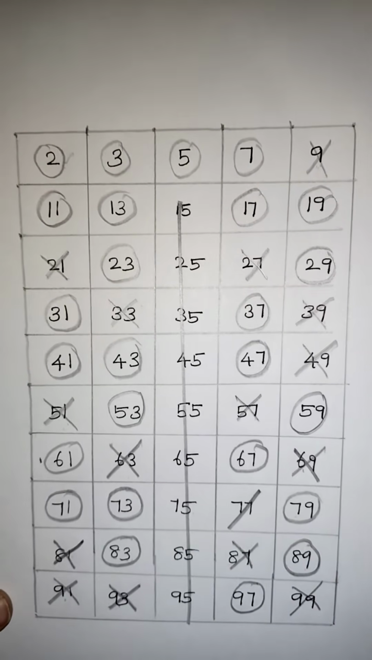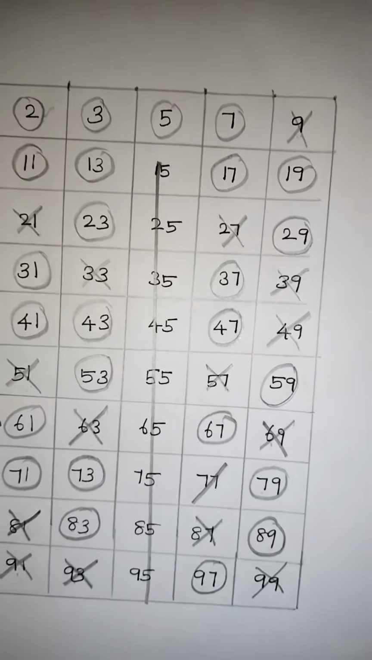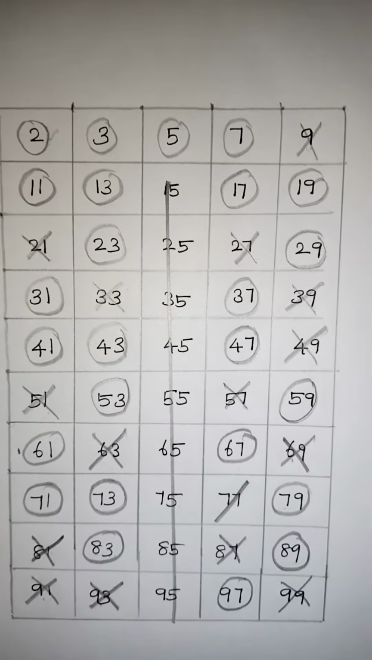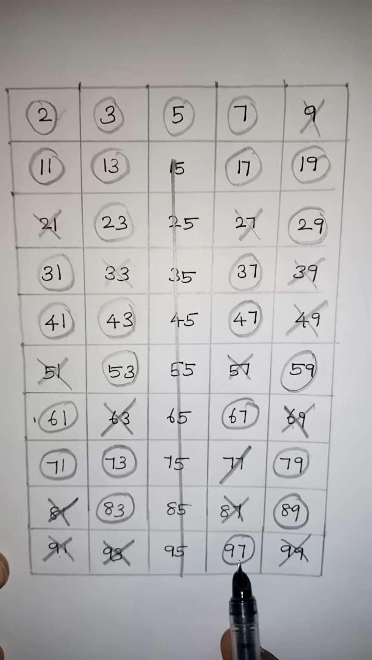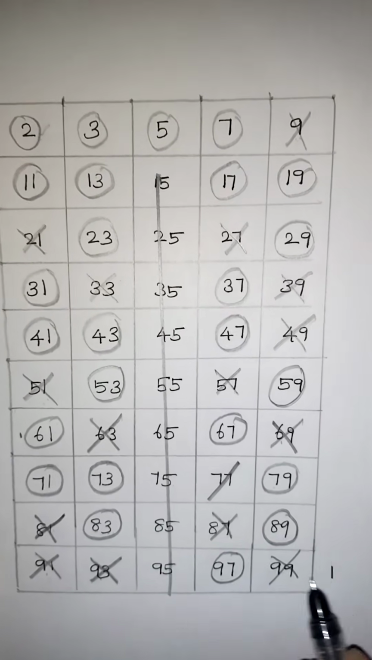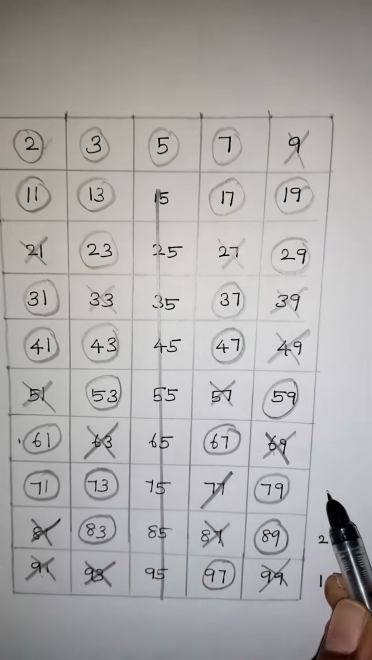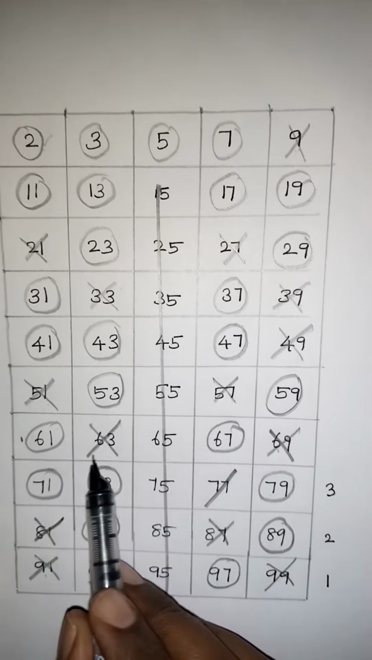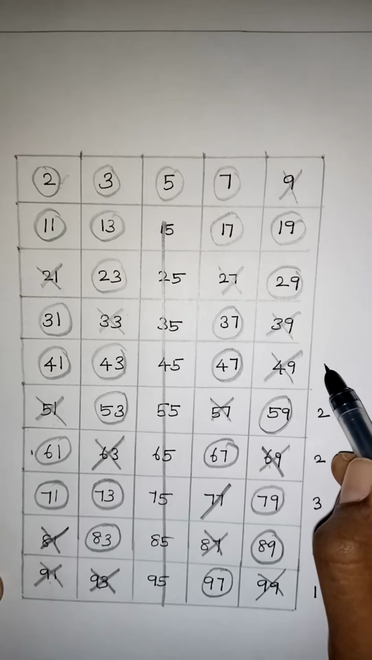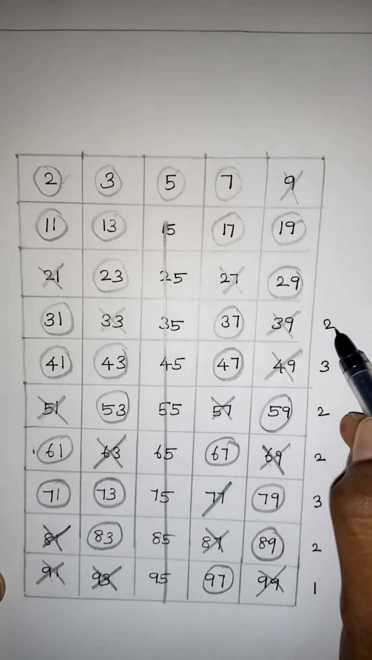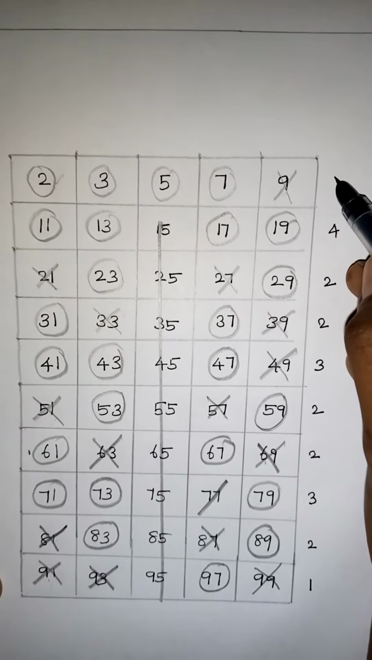So why are we cancelling this? What we are going to do from this is write here how many numbers are pending, we are going to check now. Here look at the numbers. From 90 to 100, how many numbers are prime, only one number. From 80 to 90, there are 2 numbers. 70 to 80, there are 3 numbers. Again 60 to 70, 2 numbers. Again 2 numbers. Here 3 numbers are pending. Here 2, again here 2, here 4, and here also it will be 4.